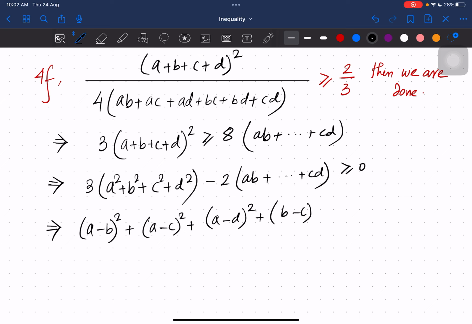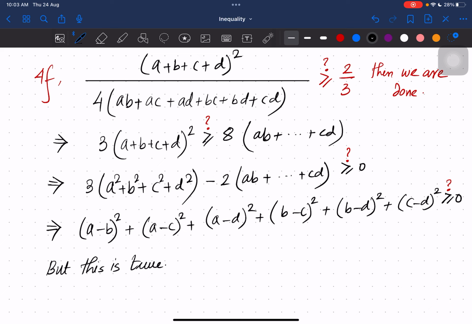(b minus c) whole square, (b minus d) whole square, (c minus d) whole square. So this is greater than or equal to 0. So this one was a question mark. Because this we didn't know, but now it is true. Since all of them are square quantities, it will be greater than or equal to 0.